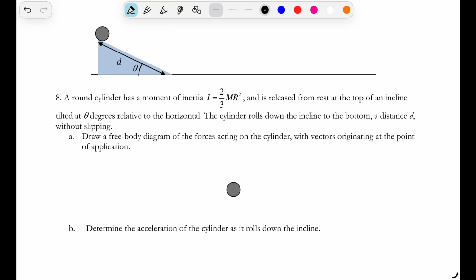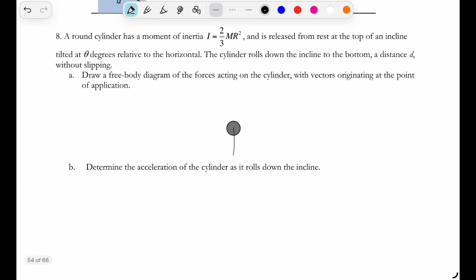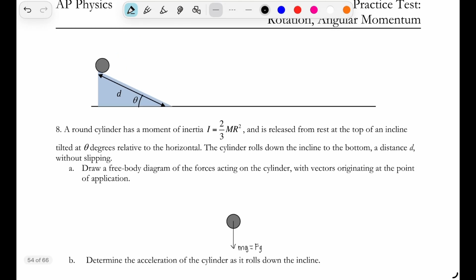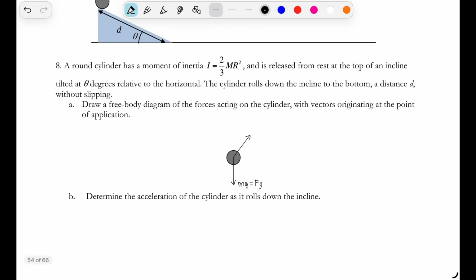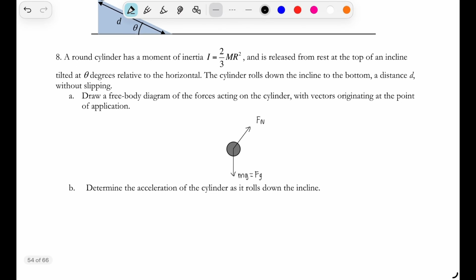Draw a free body diagram of the forces acting on the cylinder with vectors originating at the point of application. So, for our ball, we have gravity, mg, acting down. We also have the normal force at the point of contact, but we are at an angle, so that is going to look like this relative to our axis. Now friction is going to act up the incline.